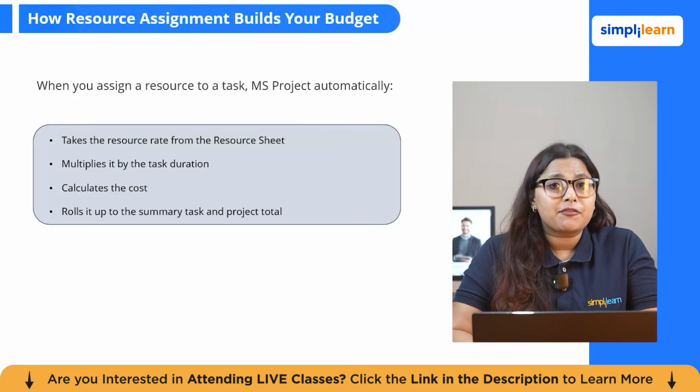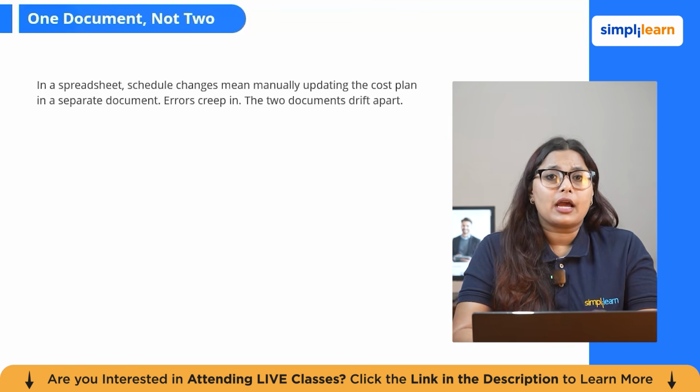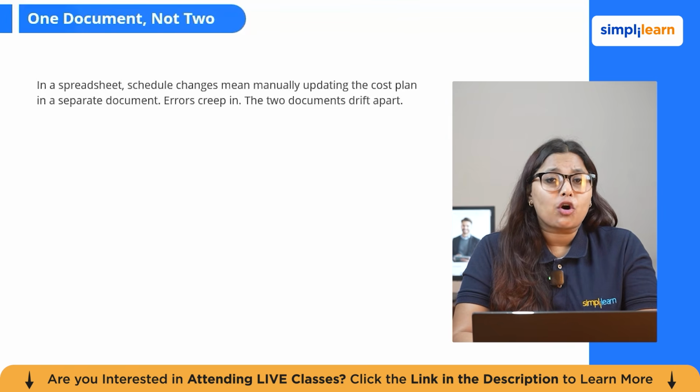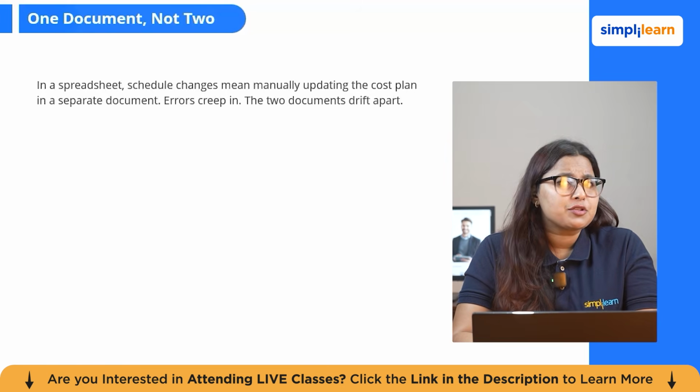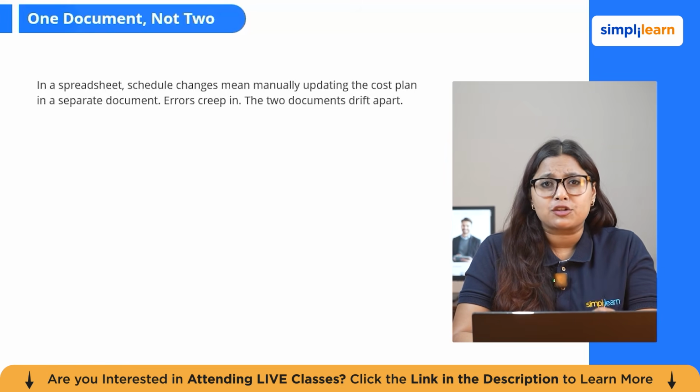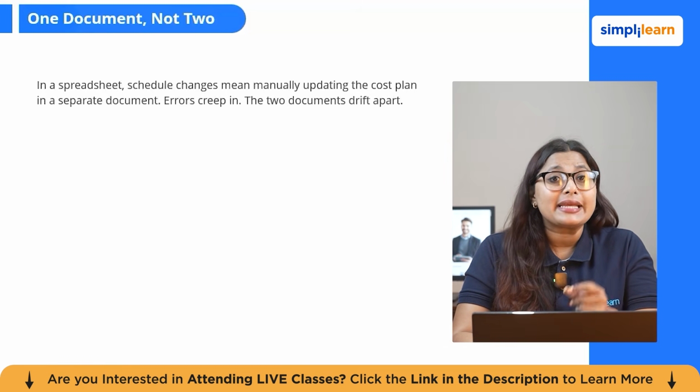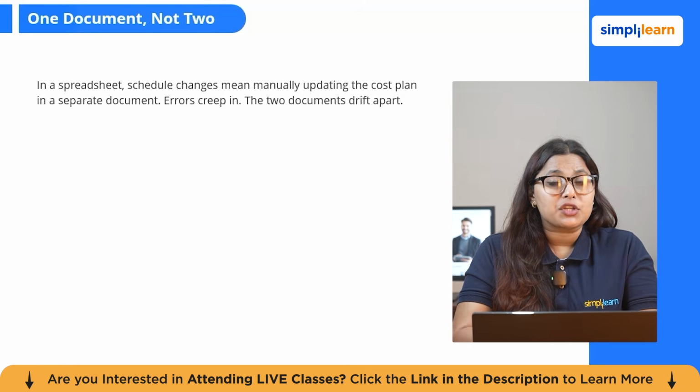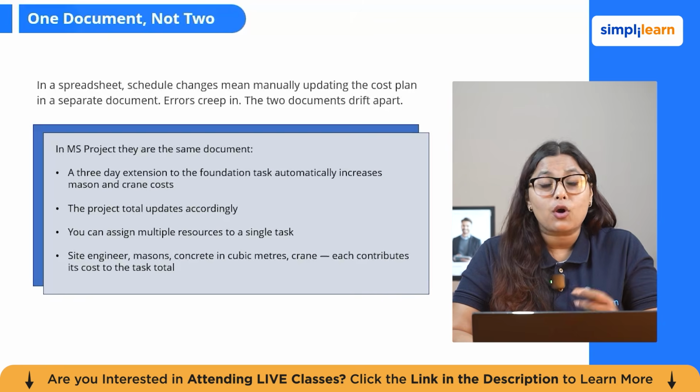This is fundamentally different from maintaining a separate budget spreadsheet. In the spreadsheet, if your schedule changes, you update the program in one place and then you manually go and update the cost plan in another. And errors creep in and the 2 documents drift apart. In MS Project, they are the same document. A 3-day extension to the foundation task automatically increases the machine and crane cost for the task. And the project total updates automatically.